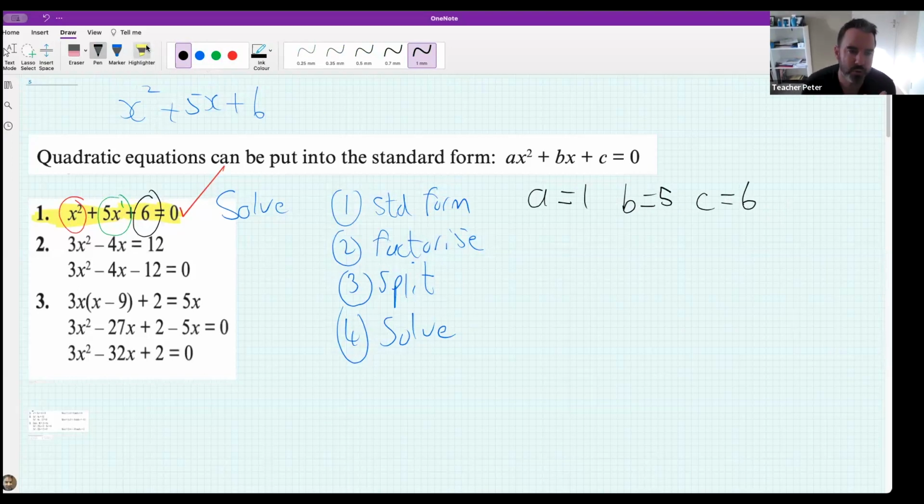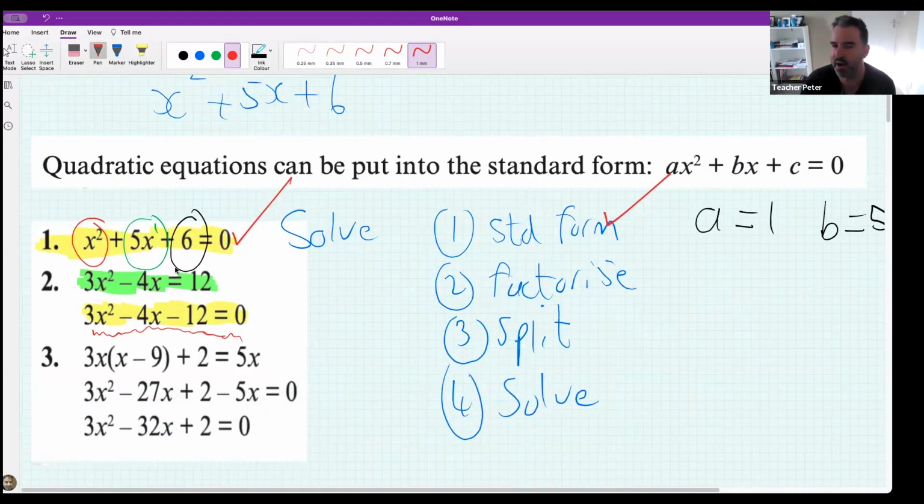Now, in number two, we're not in standard form, mainly because of the 12. But if we move the 12 across, then we are in standard form. And that means that if we wanted to solve this equation, we've got this, and now we are ready to factorize. So I want you to factorize number two, the one that's in yellow in standard form. I want you to factorize that for me.